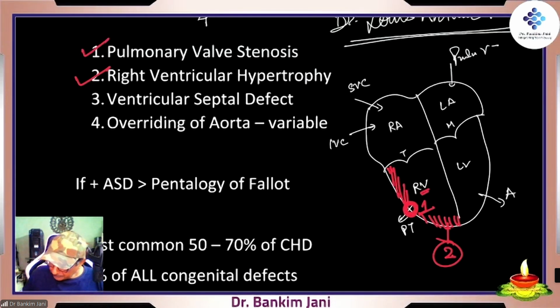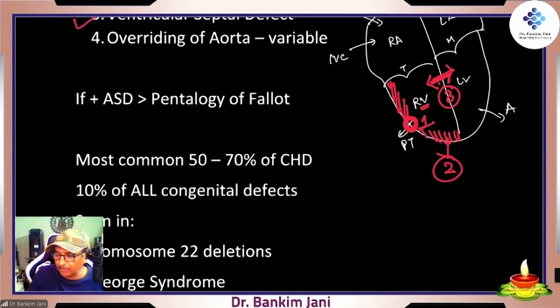Third, there is ventricular septal defect. Ventricular septal defect. Right? So there is a gap. So that's why we just write it over here. This is the third defect. And the fourth is the classical one. This is overriding of aorta. Okay. Aorta, it comes out of left ventricle.